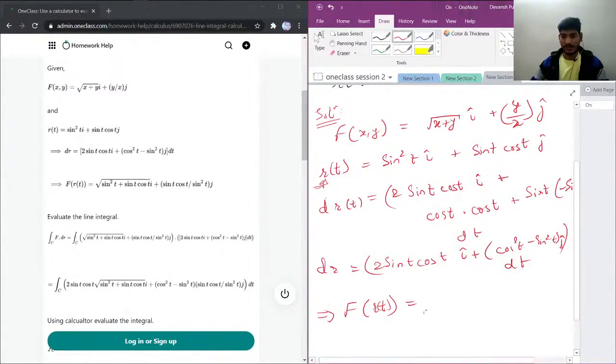We'll write square root of sine square t plus sine t cosine t I cap, and then plus we have this was y over x, so we have sine t cosine t over sine square t, and this will be j cap.